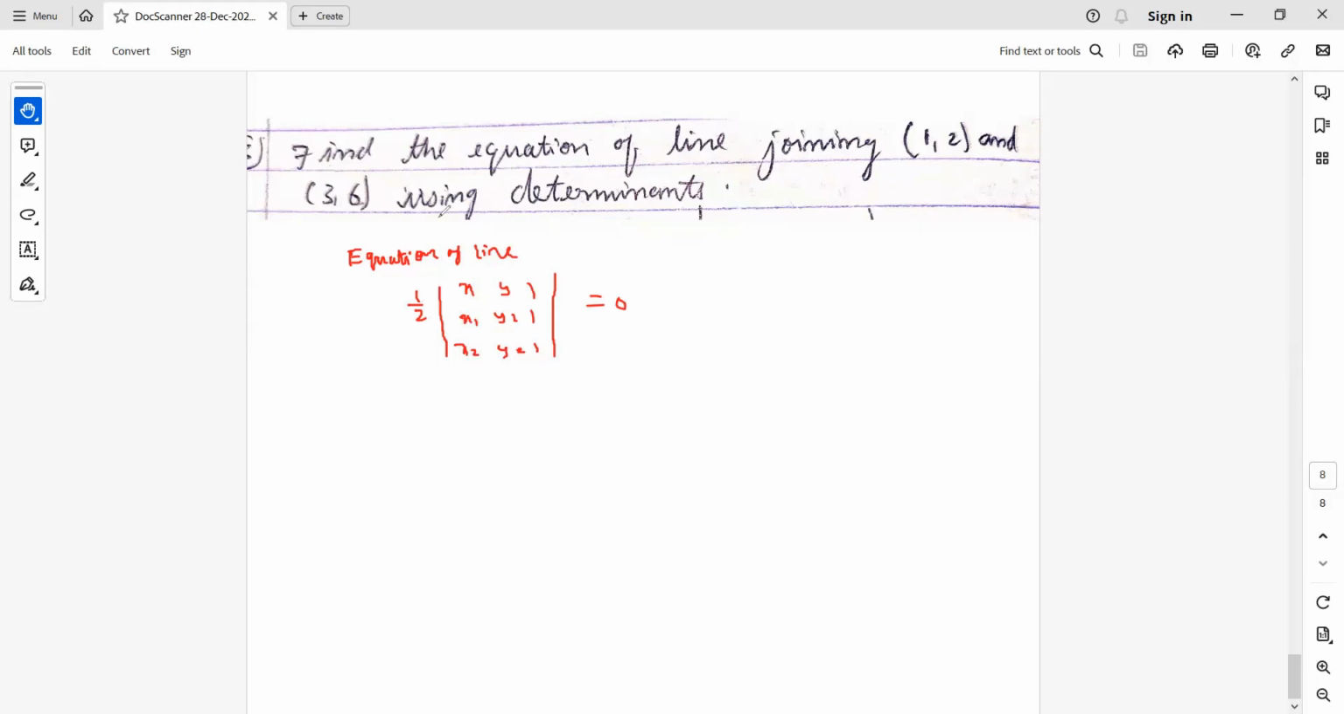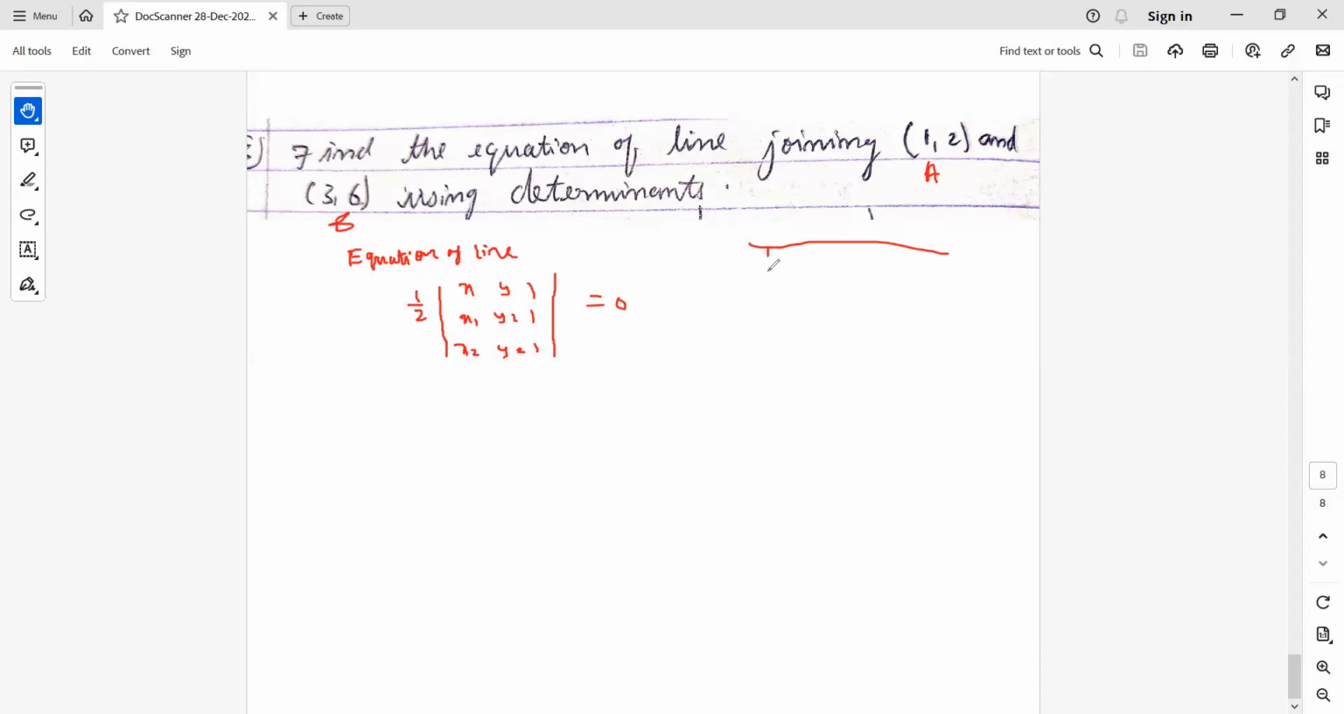We consider these 3 points to be present on the line. The point A is given here, next the point B is also given here, and one more point we have considered, that is x comma y. So these all 3 points are on the same line. Since they are on the same line, these 3 points will be collinear points.